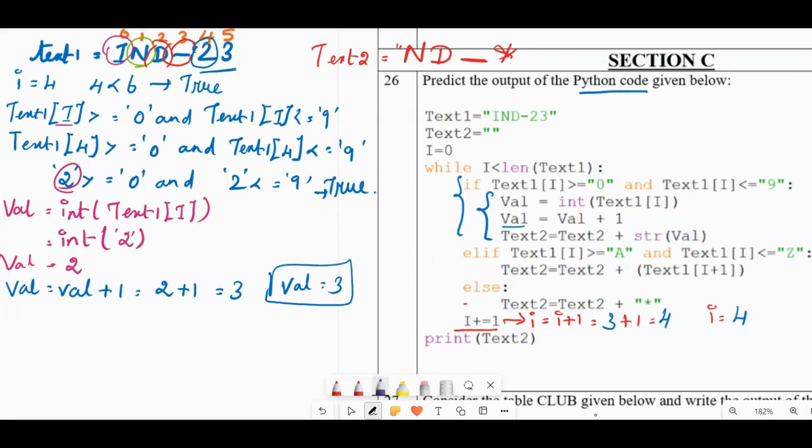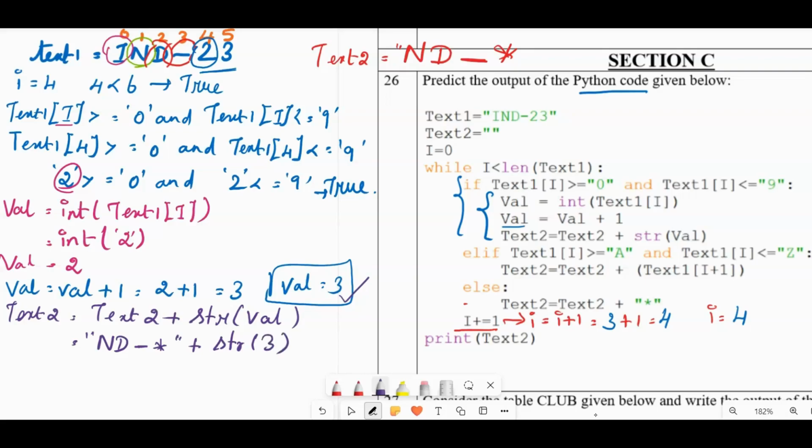Text 2 is equal to text 2 plus string of val. Okay, so what is under the text 2? So we are having the updated value of capital N, capital D, hyphen and star in the text 2, and the string function will be converting the integer value into string data type. So val is 3 now, so I am writing 3 here.